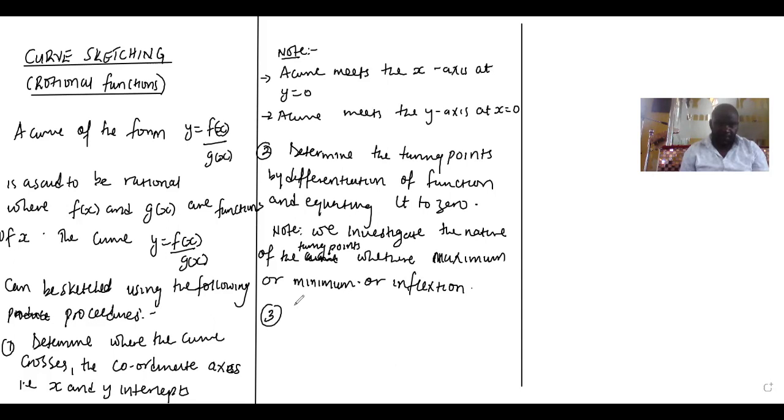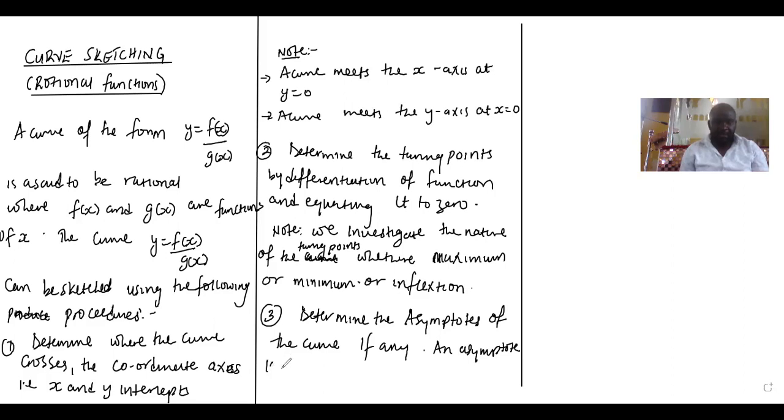Then three, the new item here, which you don't know, this is why sometimes I call this advanced curve sketching: determine the asymptotes of the curve, if any. An asymptote is a straight line that meets the curve at infinity, and we normally sketch them using dotted lines.